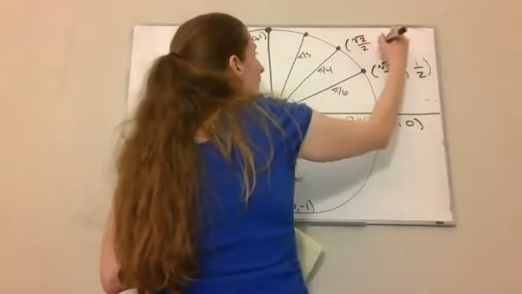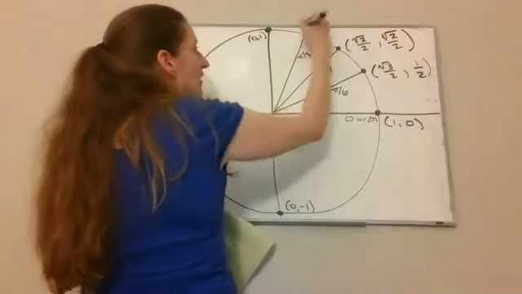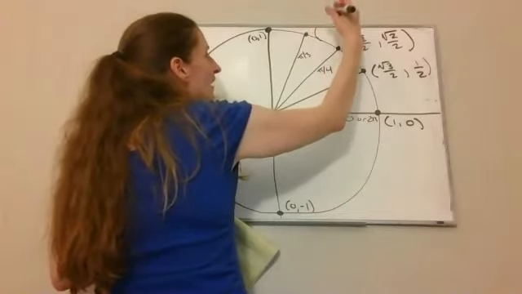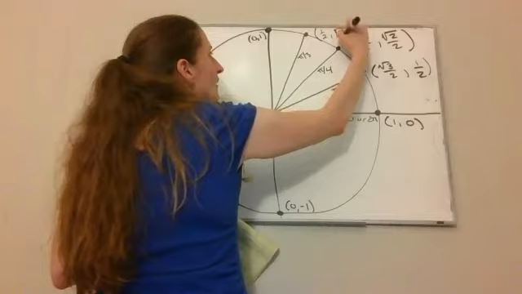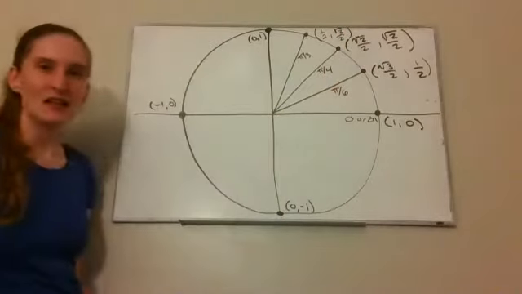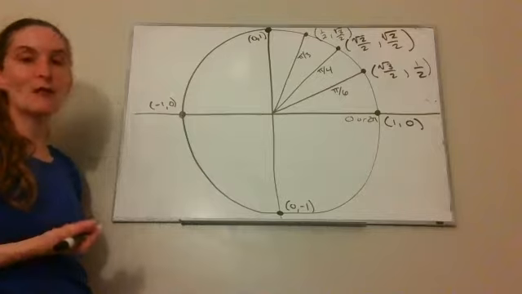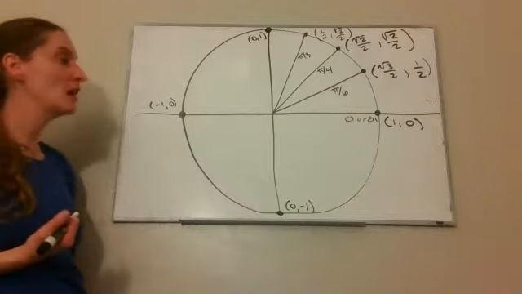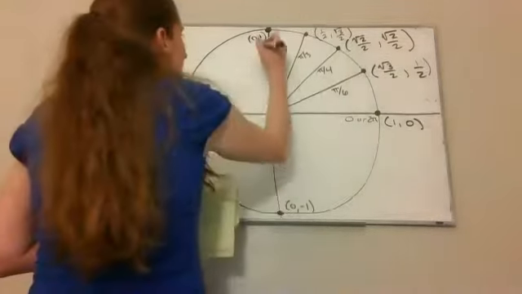For pi over 4, I get square root of 2 over 2 for both sine and cosine. And for pi over 3, I have a 1/2 for my cosine, square root 3 over 2 for my sine. And so that gives me that first quadrant of the unit circle. And that's the most important one to memorize because all of the others can be found with symmetry.